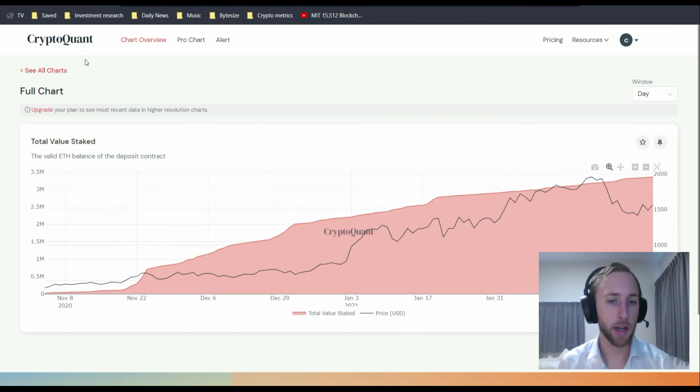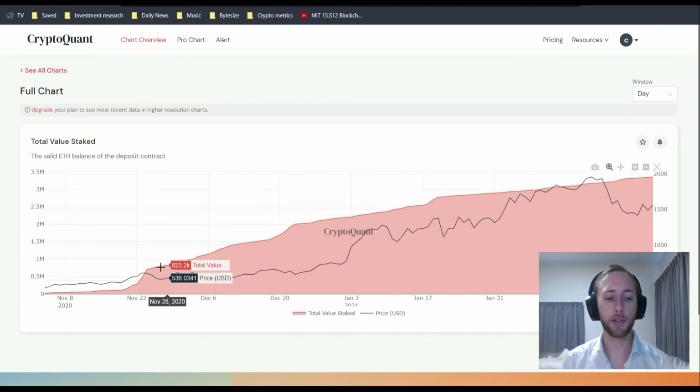Now, I found this very interesting chart on CryptoQuant, and it's the total value or total number of Ethereum staked. And it shows two metrics. The red line being the total number or value of Ethereum staked, and the black line being the price.